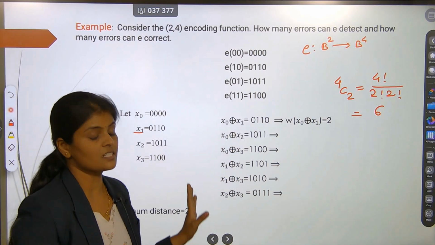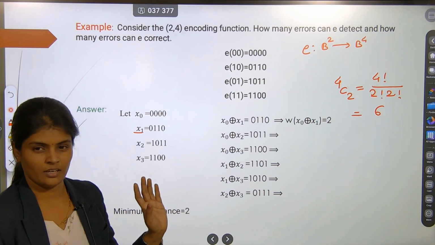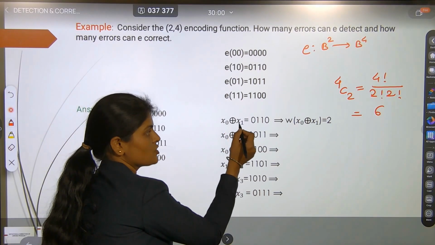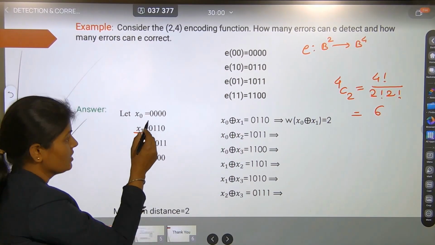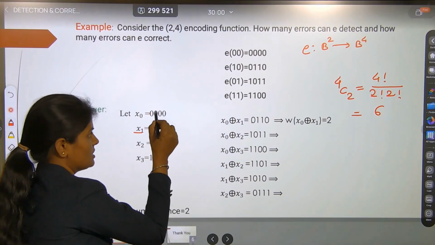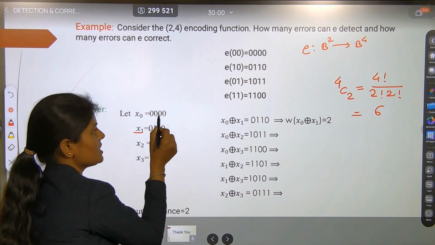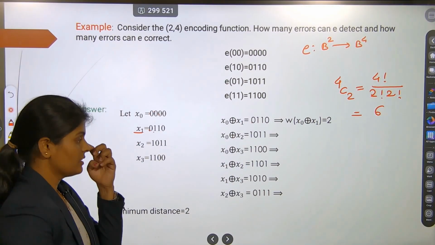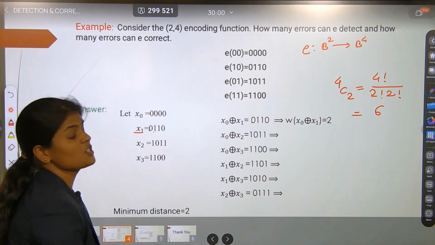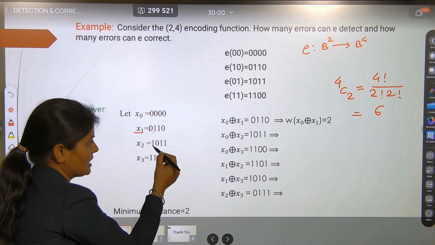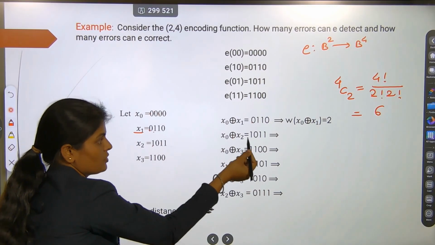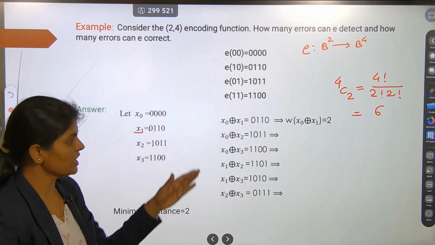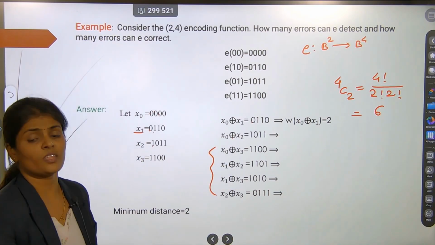After finding these distinct pairs we have to find the XOR function. In the last video we learned about the XOR function. So x0 XOR x1: 0 XOR 0 gives us 0, 0 XOR 1 gives us 1, 0 XOR 1 gives us 1, 0 XOR 0 is 0. Then x0 XOR x2 gives us 1 0 1 1, because 0 XOR 1 is 1, 0 XOR 0 is 0, 0 XOR 1 is 1 and 0 XOR 1 is 1. Similarly, we can find the remaining 4 distinct pairs.